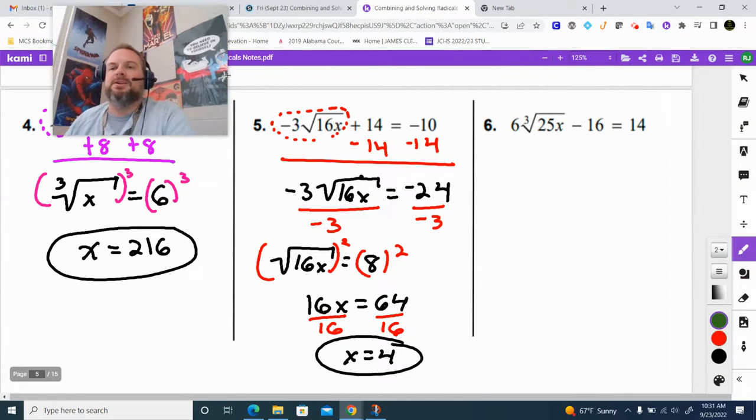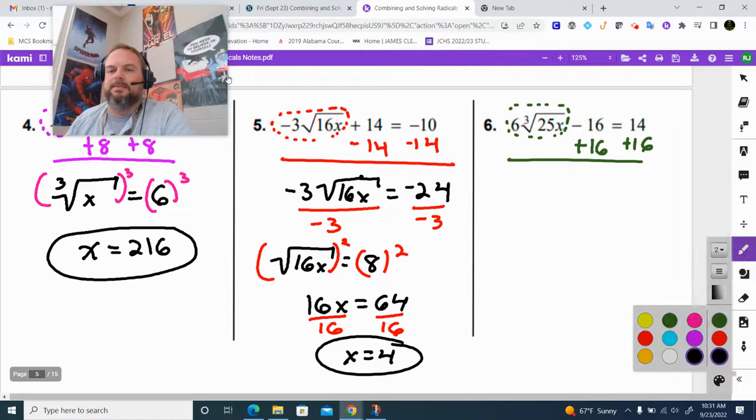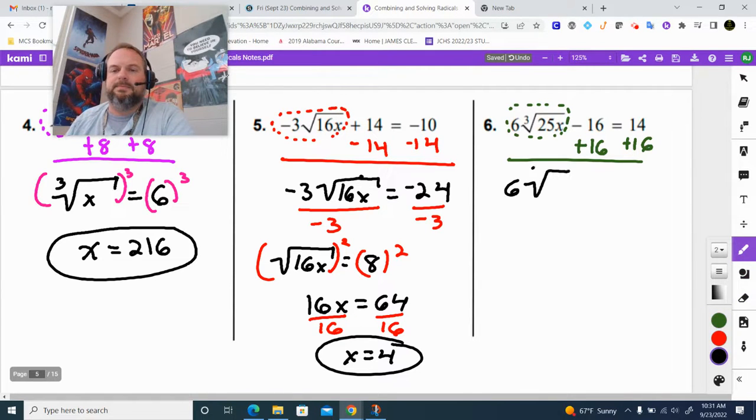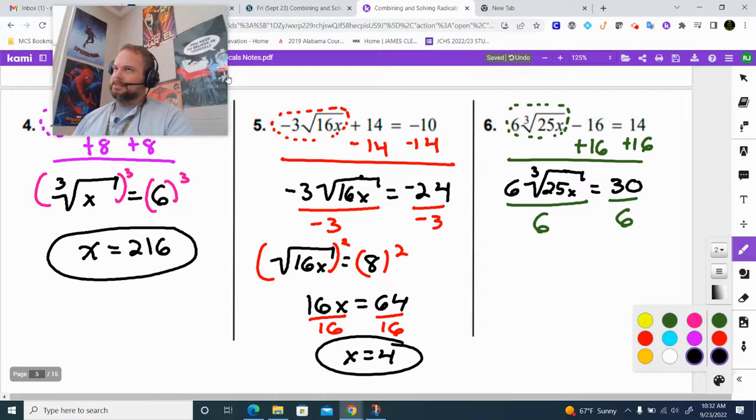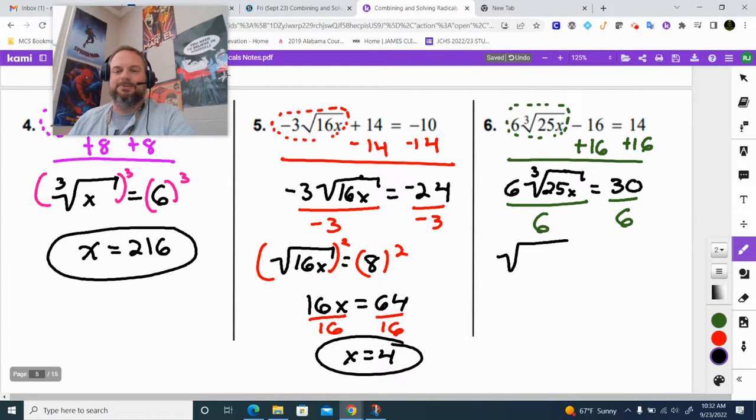All right. Number 6. Here's the radical. What do we need to do first? Add 16. Okay, this gives us 30. Okay, now what do we need to do? We divide by 6? Is it like a question? Not really sure.